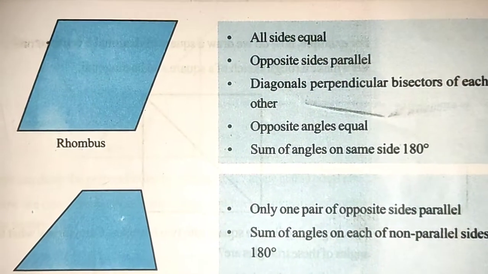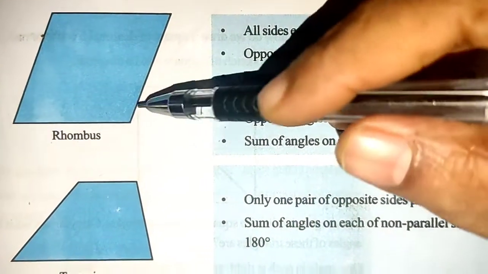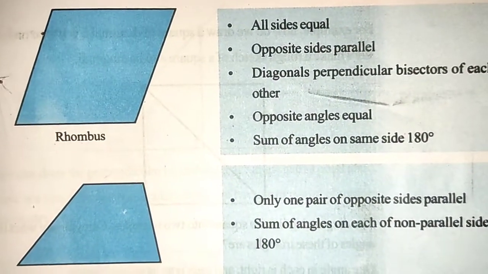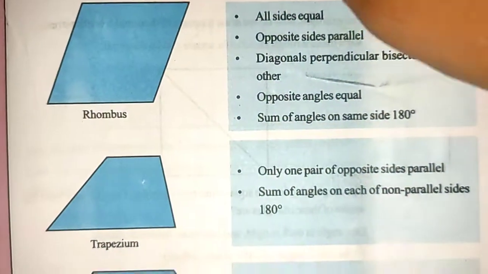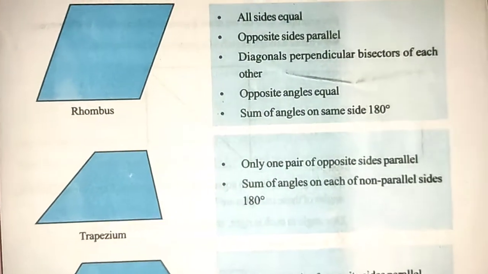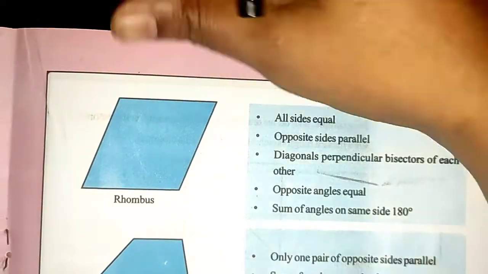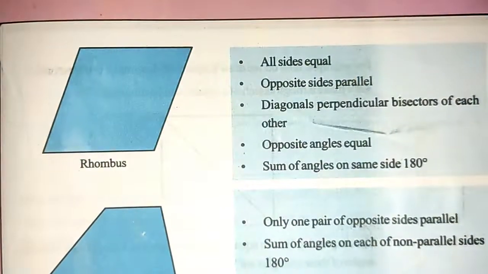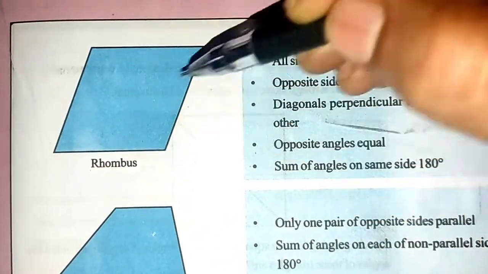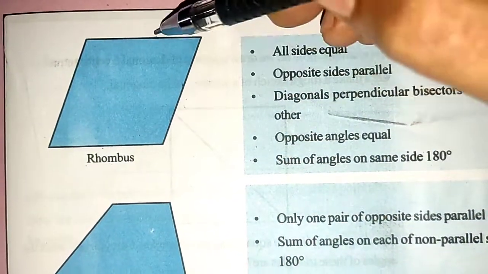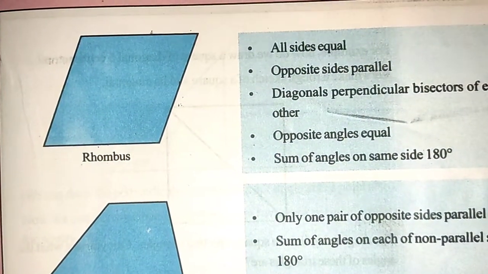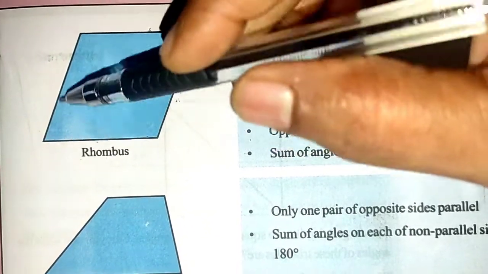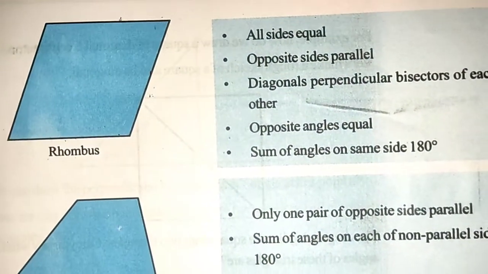Next quadrilateral is a rhombus. What is a rhombus? In a parallelogram, if all sides are equal, it is called a rhombus. So, in a rhombus, what are the specialities? All sides are equal, but keep in mind all angles are not equal.